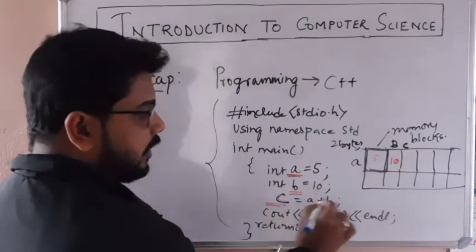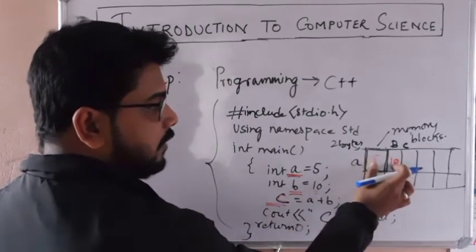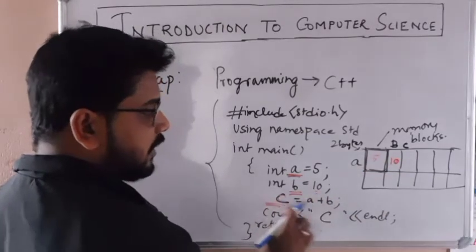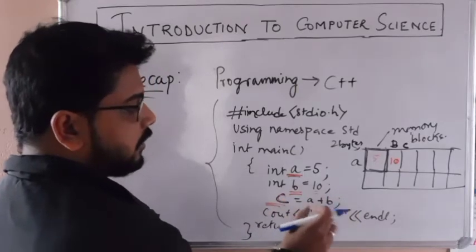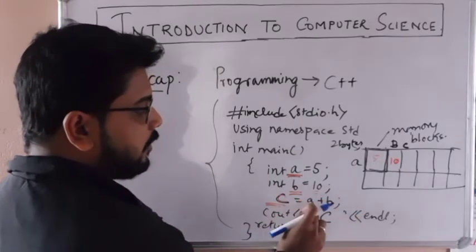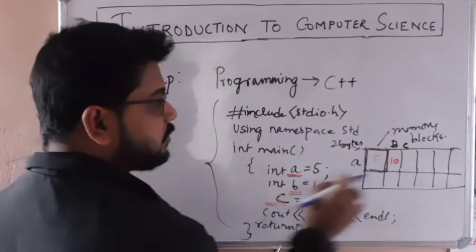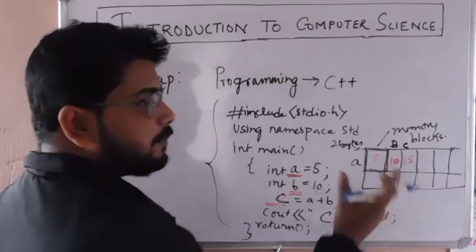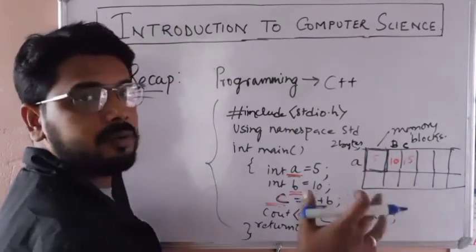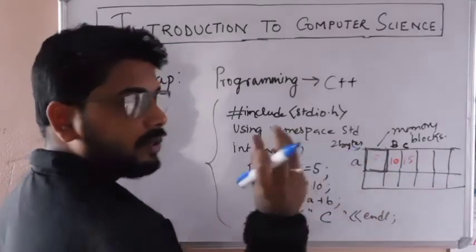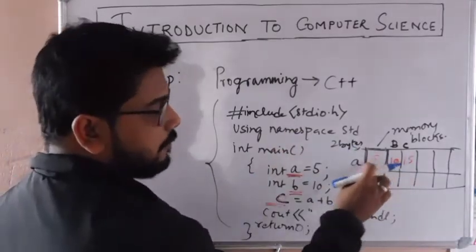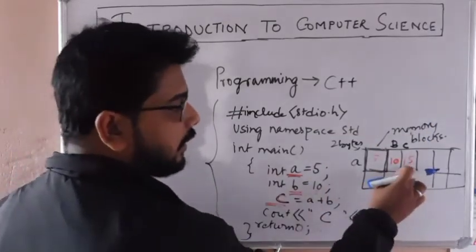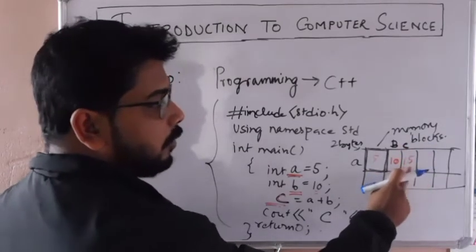Now, C equal to A plus B. That means we have to add these two variables, so 10 plus 5 is equal to 15. This statement will process the information, so C will hold the value 15. You cannot just store it virtually somewhere. You have to store the result of 5 plus 10 at some memory location, and only then will you be able to display it. So we store it in another memory location, C, and it holds the value 15.